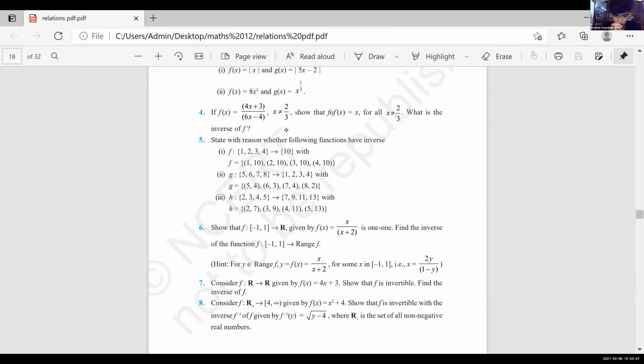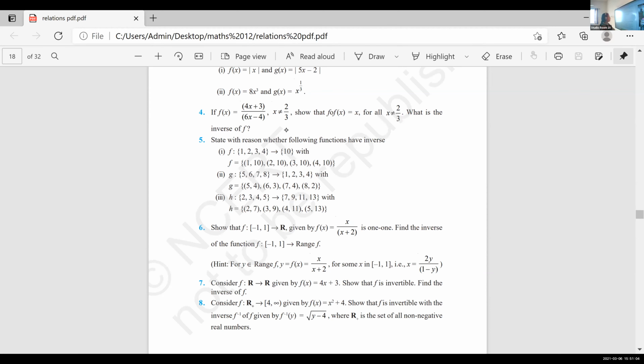Because 4 comes two times. 5 and 7 are distinct elements having the same image. They are mapped onto the same element, isn't it? Therefore, it is not 1, 1. Therefore, it is not a bijection.